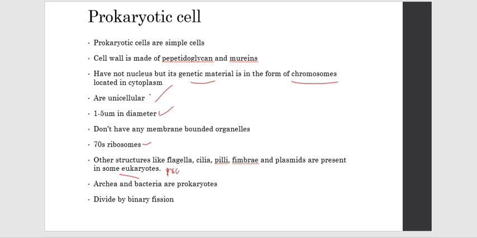They are not present in all prokaryotes, but in some prokaryotes. Archaea and bacteria are the two different types of prokaryotes. They have very minute differences between them. Division: they divide by binary fission.